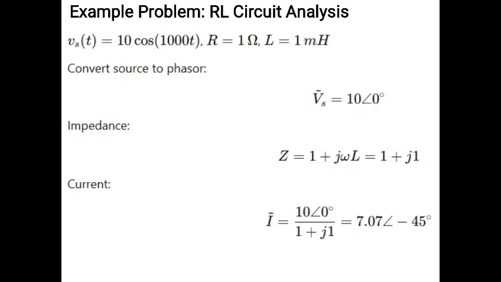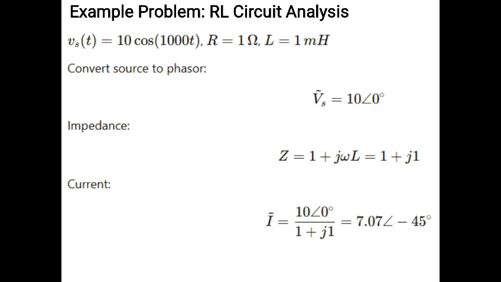Example problem for RL circuit analysis. Vs(t) is given as 10 cos 1000t, R is 1 ohm and L is 1 millihenry. While converting the source to a phasor value, we get the voltage Vs equal to 10∠0, and its impedance Z is given as R + jωL, as R is 1 and L is 1 × 10^-3, and ω is 1000.